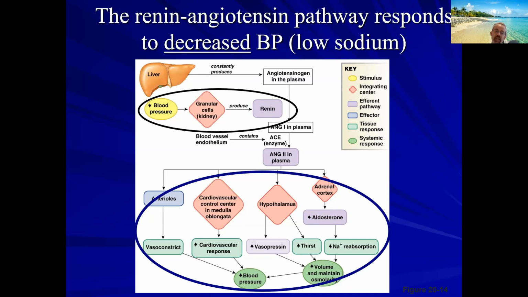Well, the kidney can also respond to low blood pressure. And the way it does that is through another group of cells called granular cells. I'll show you a picture of those shortly. So these are distinct cells that are in the kidney. When the blood pressure drops, these granular cells produce an enzyme called renin. Renin is an enzyme that catalyzes the conversion of angiotensinogen into angiotensin I.